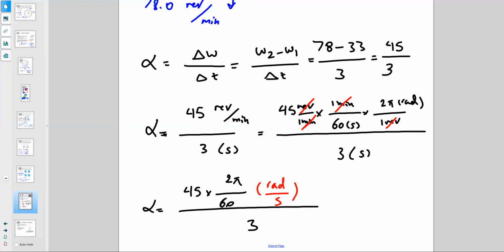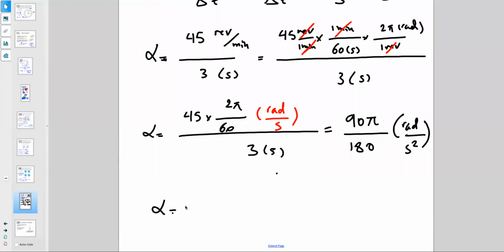Okay. Now, if you want to write it in a clear way, you have 45 times 2, which is 90 pi. Okay. You have 3 times 60, which is 180. And this is also in seconds because it's 3 seconds. So you have radian per second, or you have radian per second square. Kind of like that. Okay, so now you can also say that your alpha is pi over 2 radian per second square.